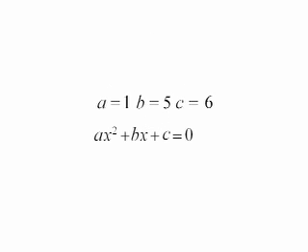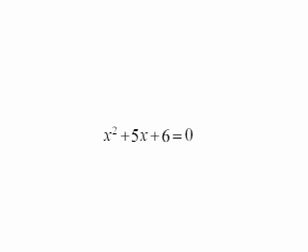We now know that a equals 1, b equals 5, and c equals 6. Substituting 1 for a, 5 for b, 6 for c, we get the quadratic equation x squared plus 5x plus 6 equals 0.